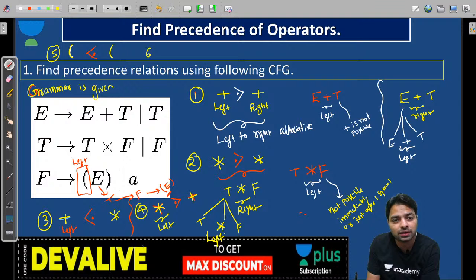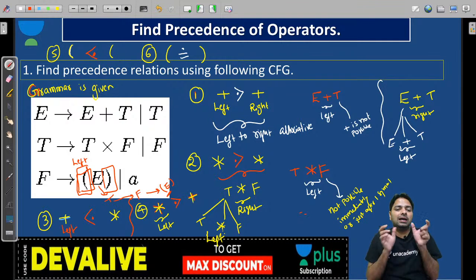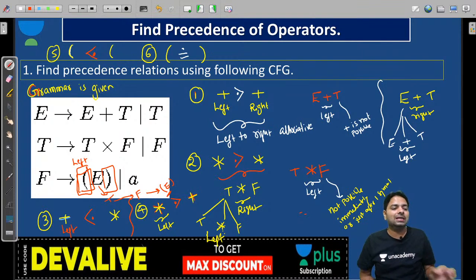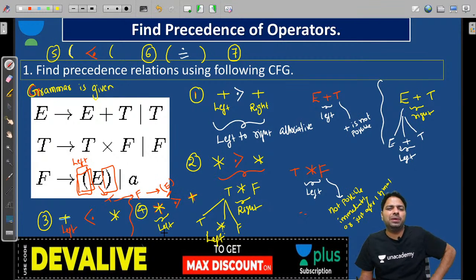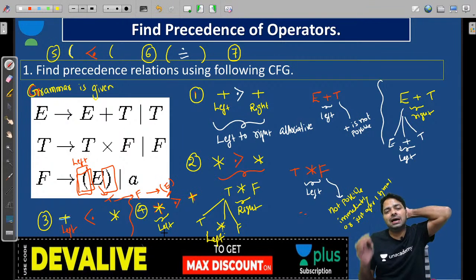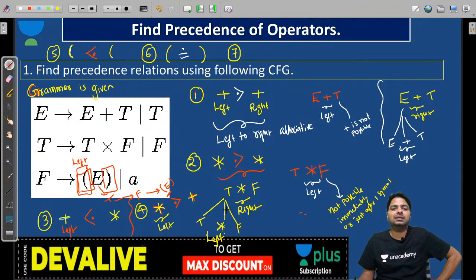And the sixth one. Now let's look at the left open parenthesis and closed parenthesis. Directly you can say equal. Why, guys? Both are available in the same production. You can say equal. And sometimes you may have more rows, then you must have multiple entries in the same cell, guys.